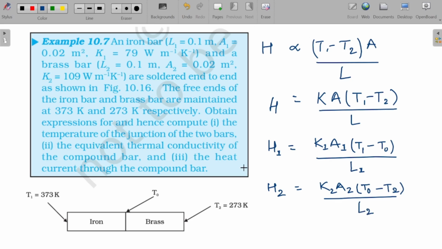Now, we have to obtain the expression for the temperature of the junction of the two bars. Means we have to obtain what is T naught here. Look, one thing here, L1 and L2, these two lengths are equal. Means these two bars are identical in length and in cross-sectional area also. But as they are made up of different materials, the thermal conductivity is different for these two. So A1 and A2, L1 and L2, these two are equal. So no need to worry.